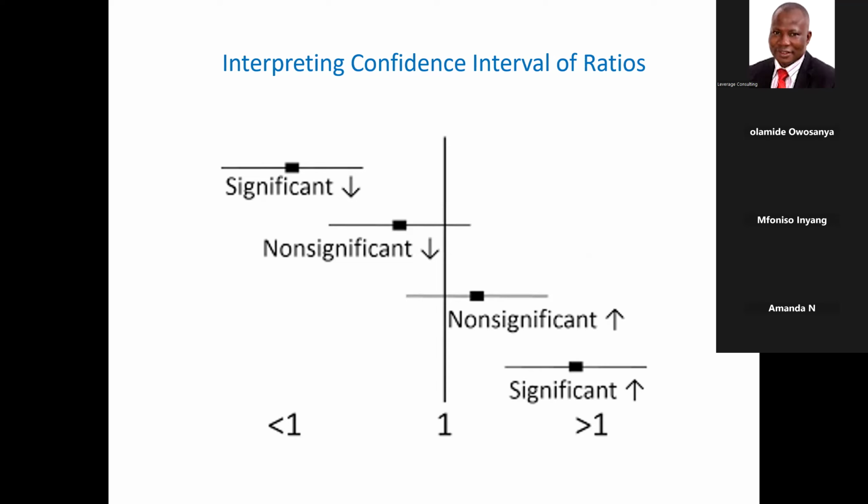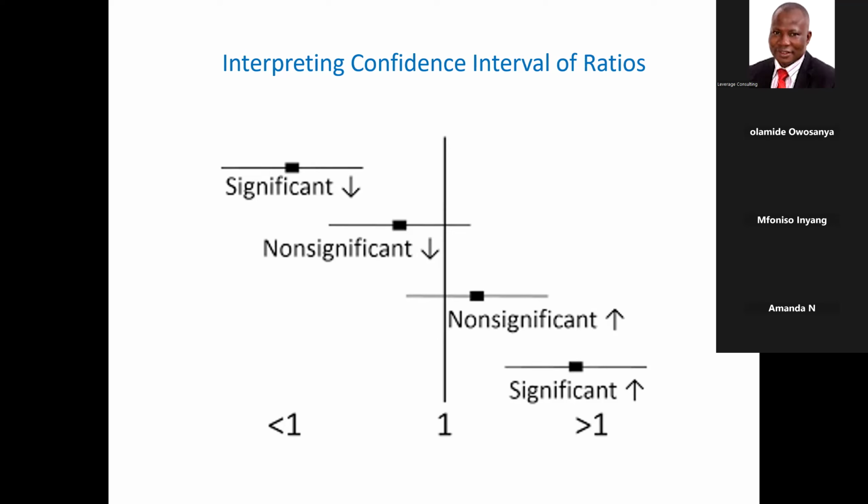So if the odds ratio or relative risk is less than 1, and the confidence interval is also less than 1, it means that it's significant, because the range of values has not crossed 1. The only thing is that the exposure is protective.